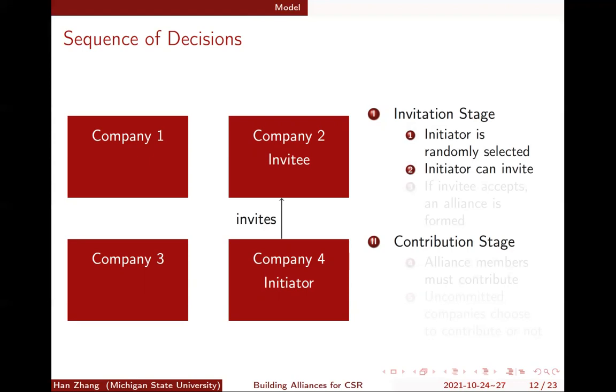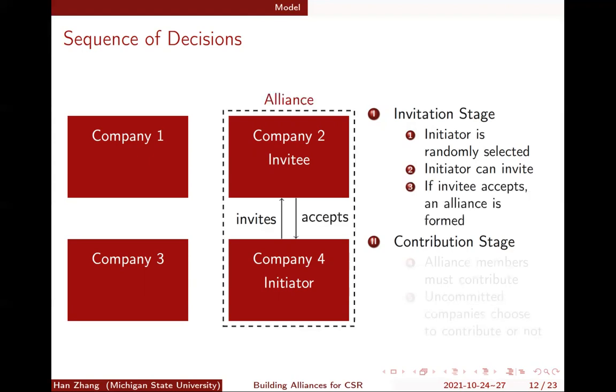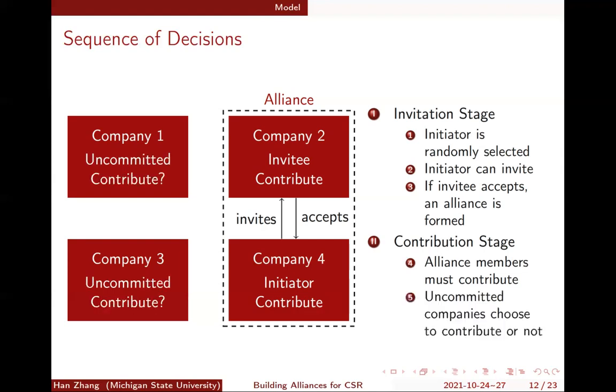If the initiator does not invite a company or the invitee declines, the game advances to the contribution stage without an alliance. Let's say in this example, company 2 accepts, so companies 2 and 4 form an alliance. The 2 companies are now committed to contribute. The game advances to the contribution stage. If an alliance has been formed, as is the case here, the alliance members must contribute to the project. Any remaining uncommitted companies can now decide whether to contribute or not.